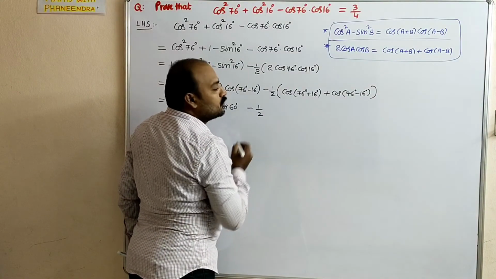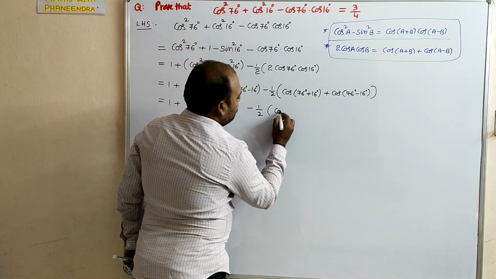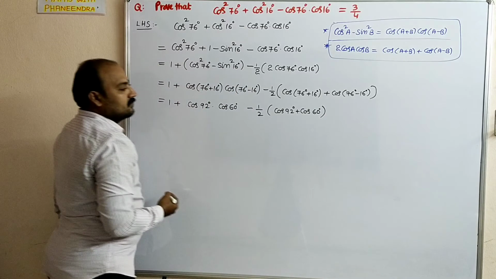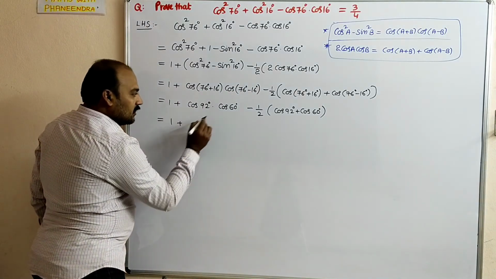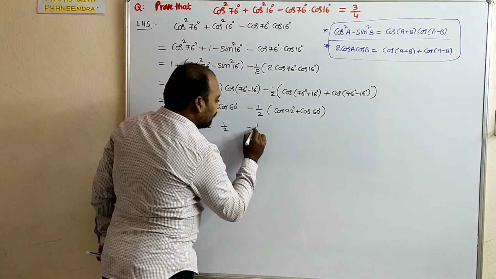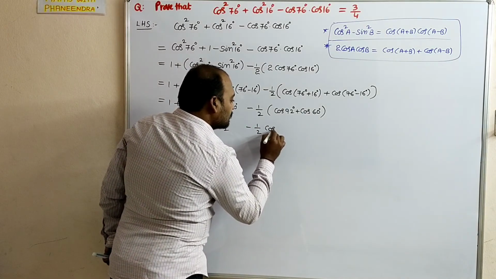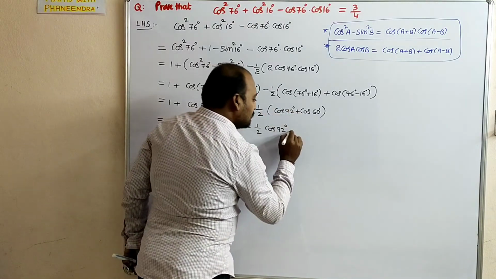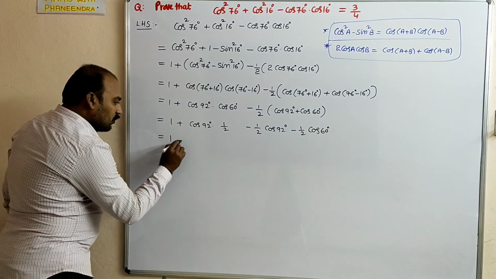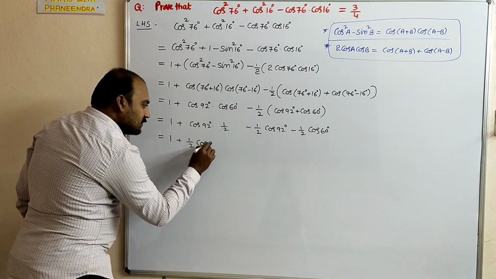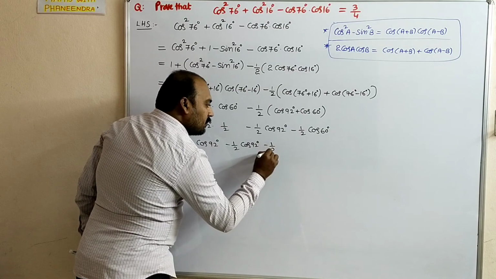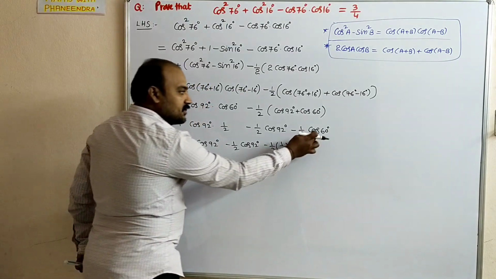Minus 1 by 2 into cos 92 degrees into cos 60, plus cos 60 degrees, which is equal to 1 plus cos 92 degrees into cos 60, which is 1 by 2, minus 1 by 2 into cos 92 degrees, minus into plus is minus, 1 by 2 into cos 60 degrees, which is also equal to 1 plus 1 by 2 into cos 92 degrees minus 1 by 2 into cos 92 degrees minus 1 by 2 into cos 60, which is 1 by 2. Cos 60 value is 1 by 2.